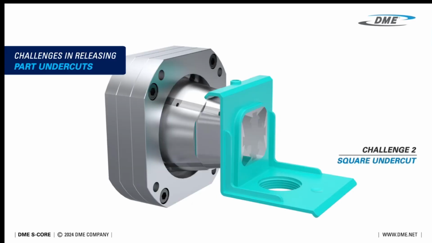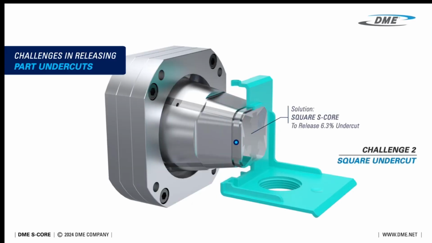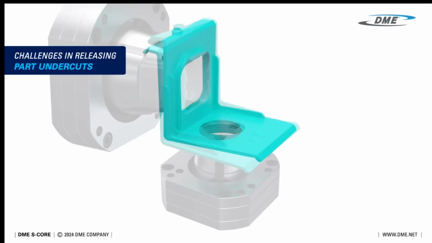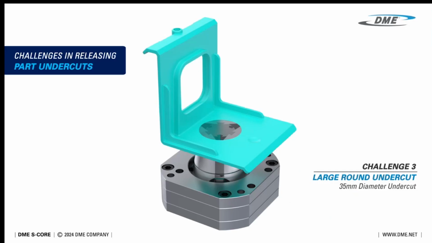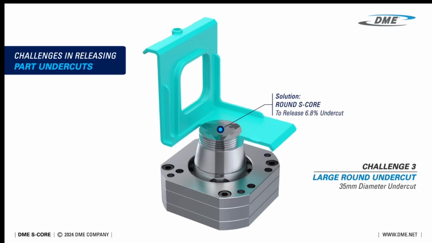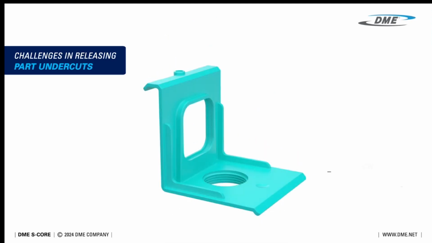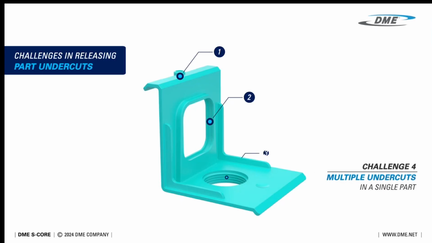Challenge 2, a square undercut. By using a square S-core, we can reliably release this 6.3% undercut. Challenge 3, a large round undercut, 35 millimeters in diameter. The solution is to use a round S-core to release this undercut. Challenge 4, managing multiple undercuts within a single part.